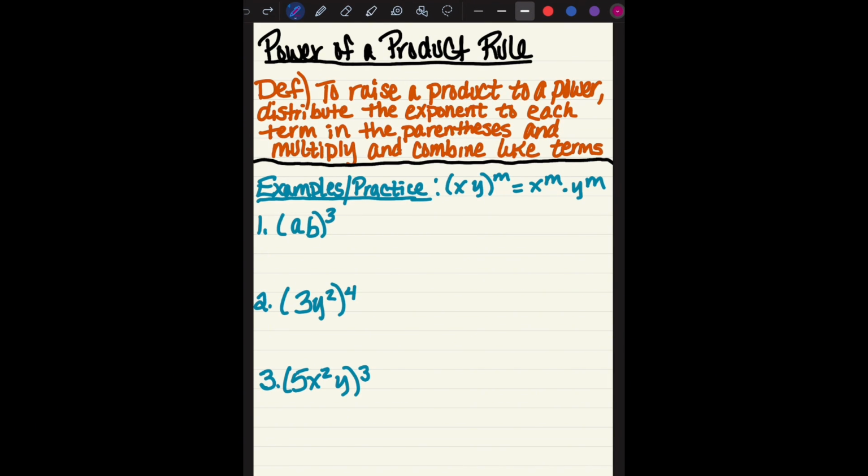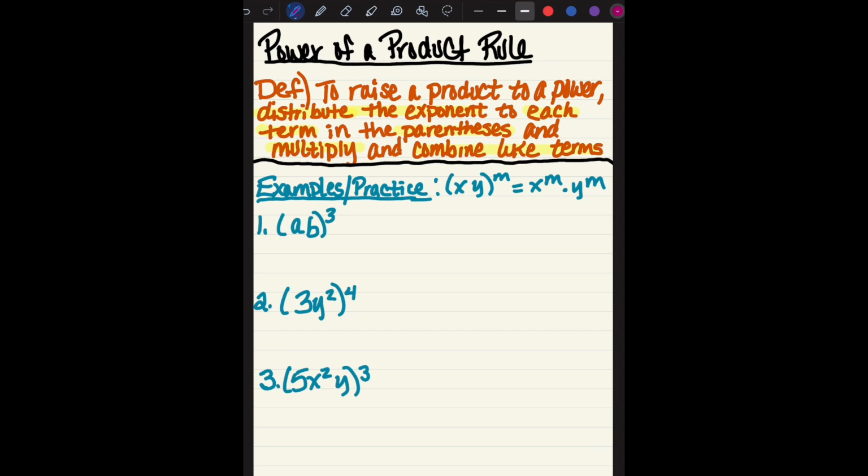By definition, when we raise a product to a power, we must distribute the exponent to each term in the parentheses, and multiply and combine like terms. First, I'm going to highlight the steps. We distribute the exponent to each term in the parentheses, and we multiply and combine like terms. Simple like that. So now let's look at our examples and practice problems.